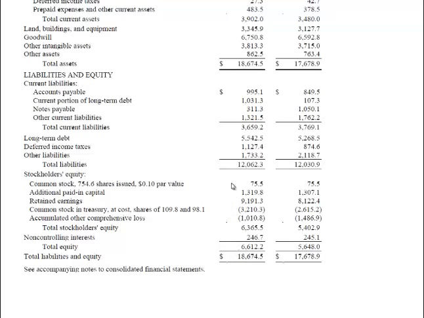So then here's total equity. So liabilities plus equity equal to 18,674, which matches total assets, which is correct. The balance sheet always has to balance.